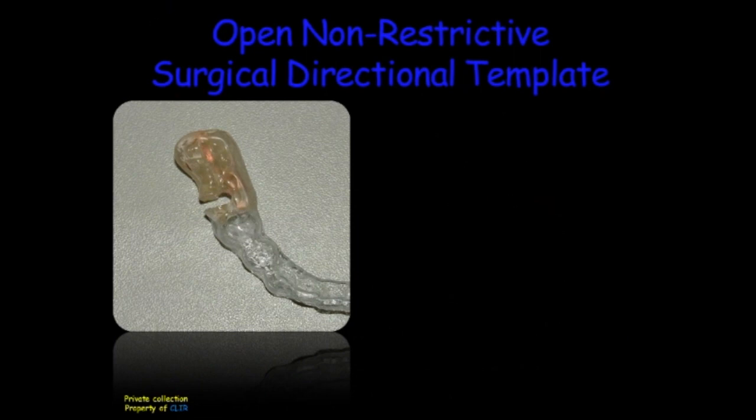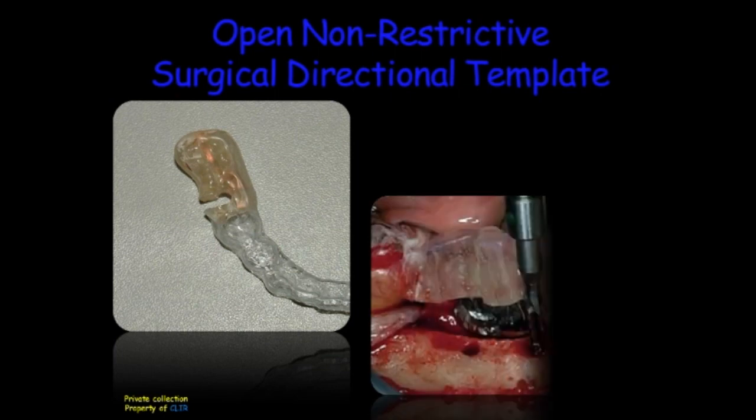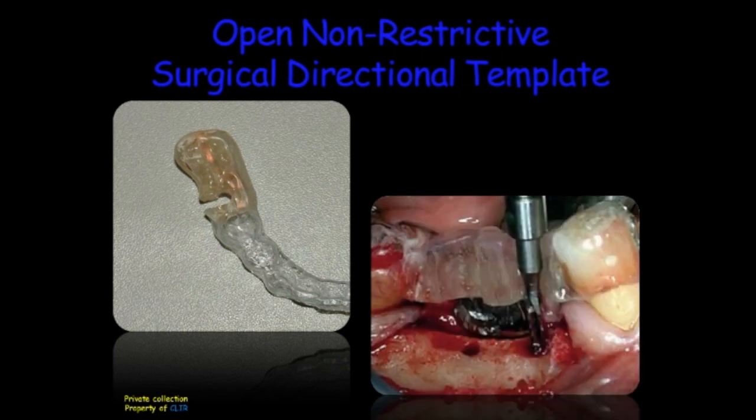This is the final result. The guide will be positioned into the patient's mouth. The axis of insertion of the drill will be buccal to lingual first, then crestal to apical, and the osteotomy is initiated.